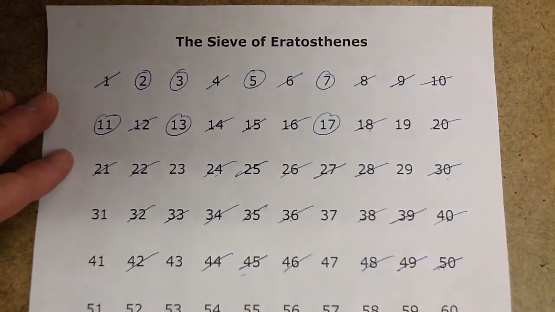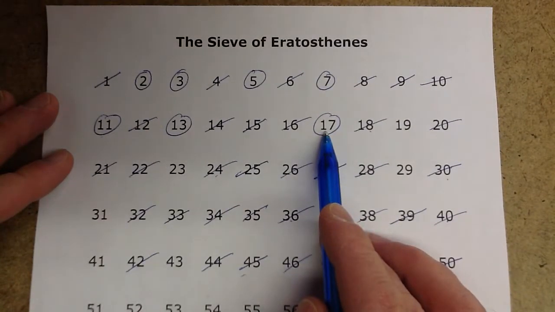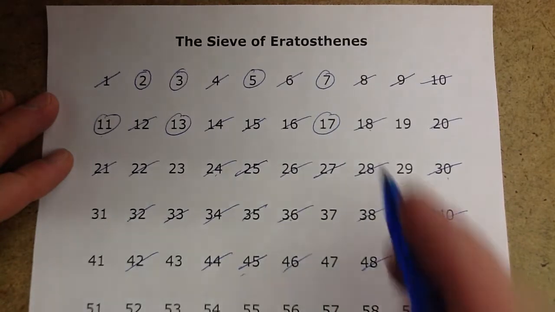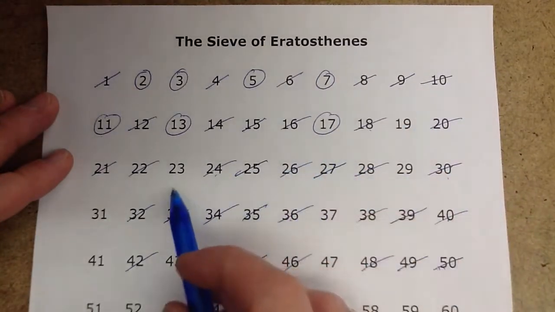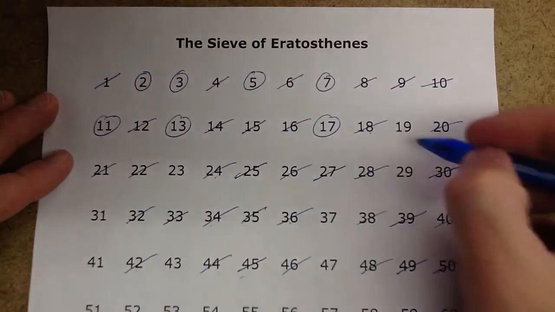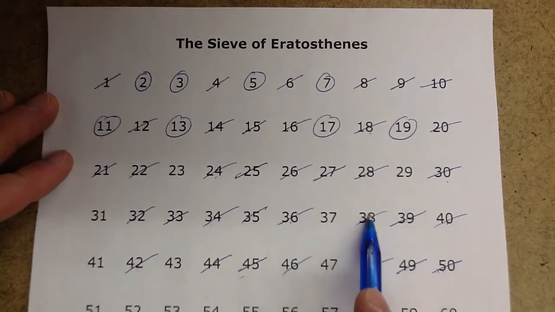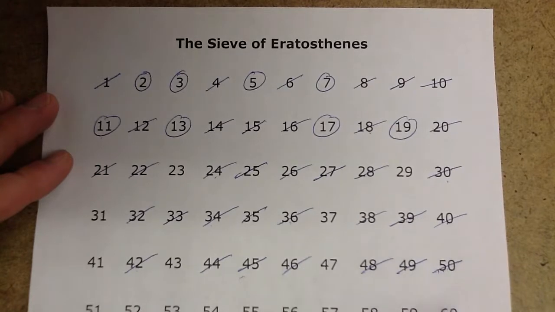Next is a 17. Well, 17 times 2? Yes, absolutely. That would be 34. And 34 is crossed out. 17 more than that would actually be 51, which is past 50. 19. 19 times 2 is 38. Oh, that's already crossed out. And then we're above 50.